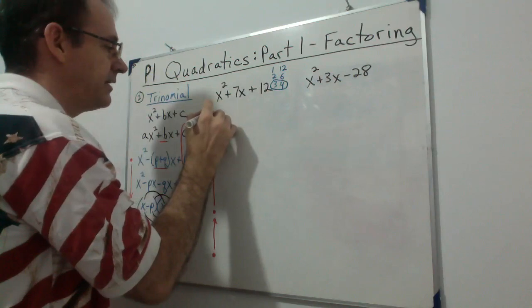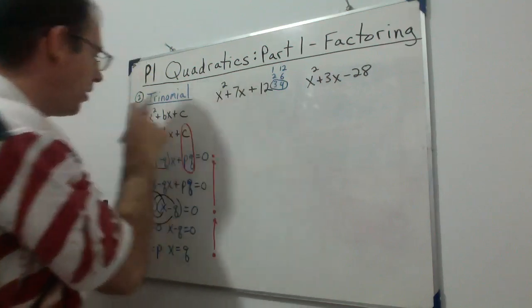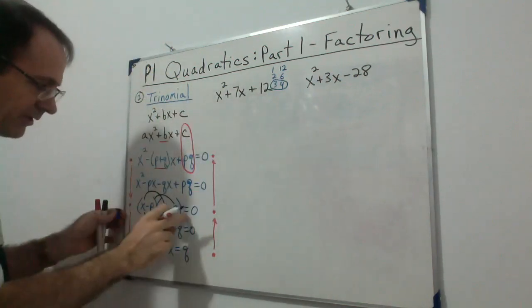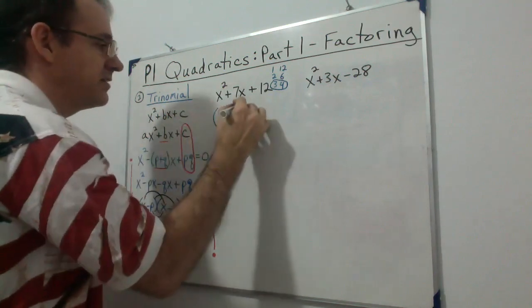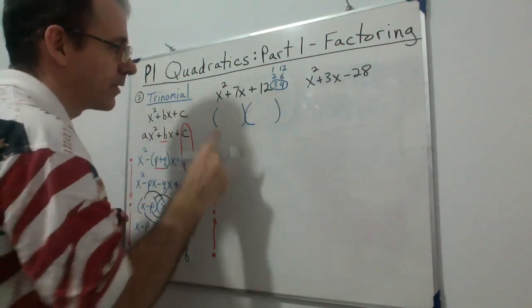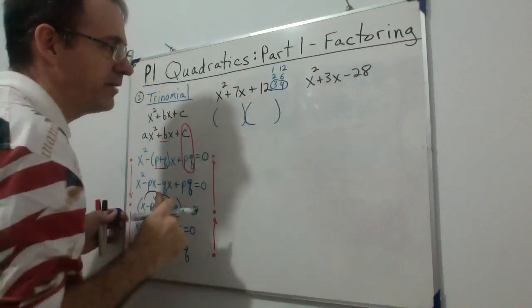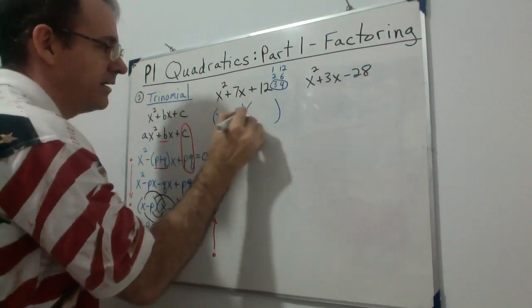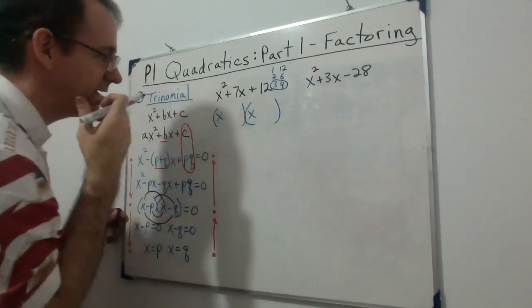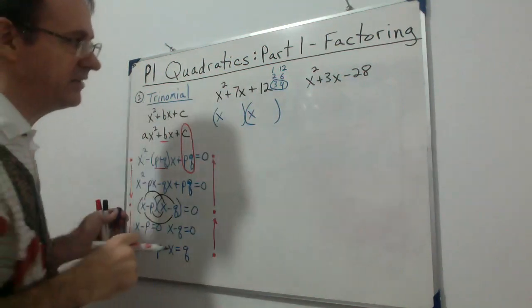So now all I need to do, remember, all trinomials break down into 2 binomials. So I set up my brackets. All trinomials break down to 2 binomials. My x squared is x and x. That one's quite easy. That's why this is an easy one.